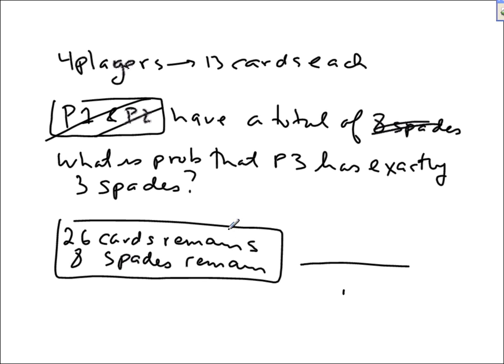Now, player number 3 is to pick 13 cards. Player number 3 is going to pick 13 cards out of the 26. That's the total sample size, the number of ways of getting a 13 card hand that player number 3 is going to get. Now, player number 3 is going to have 2 categories of cards. They're going to get spades. They're not going to get spades. Of the 8 remaining spades, you want player number 3 to get 3 spades.